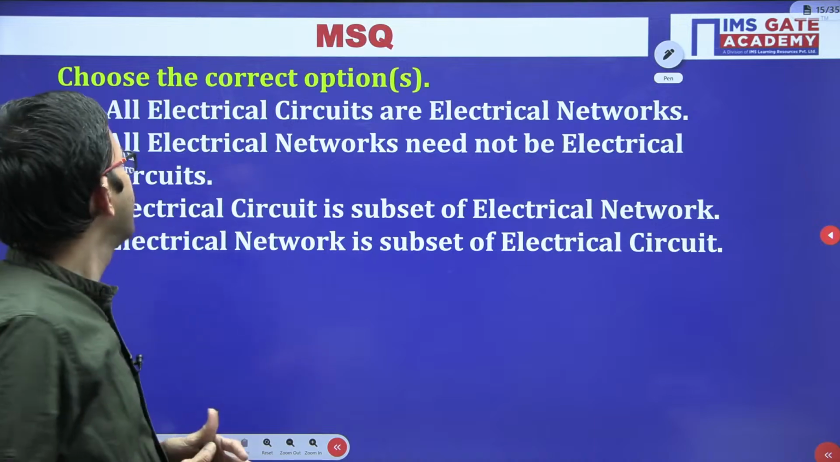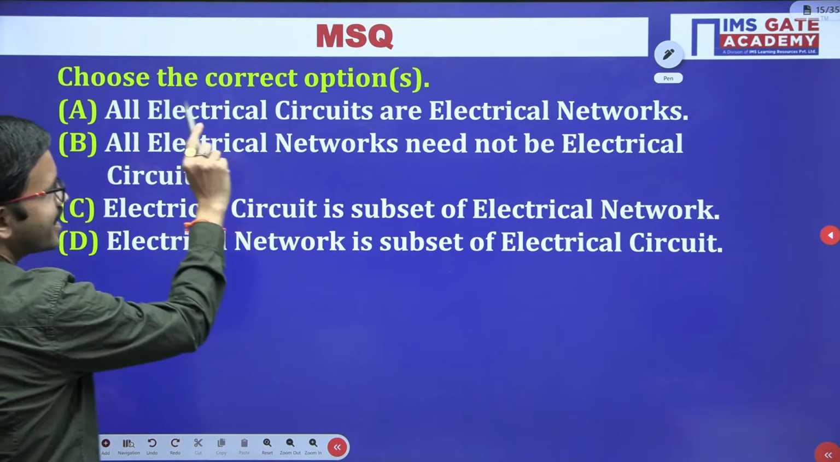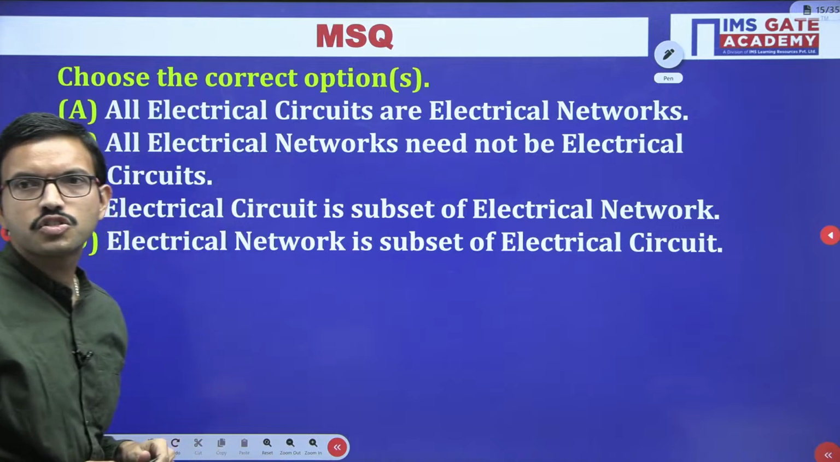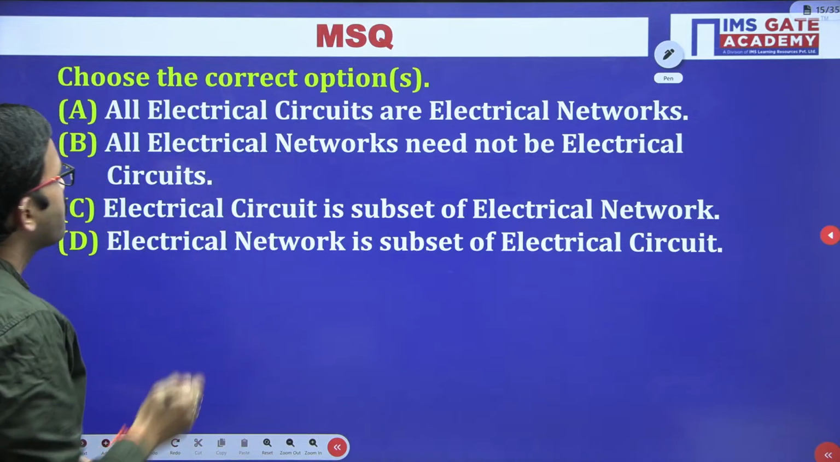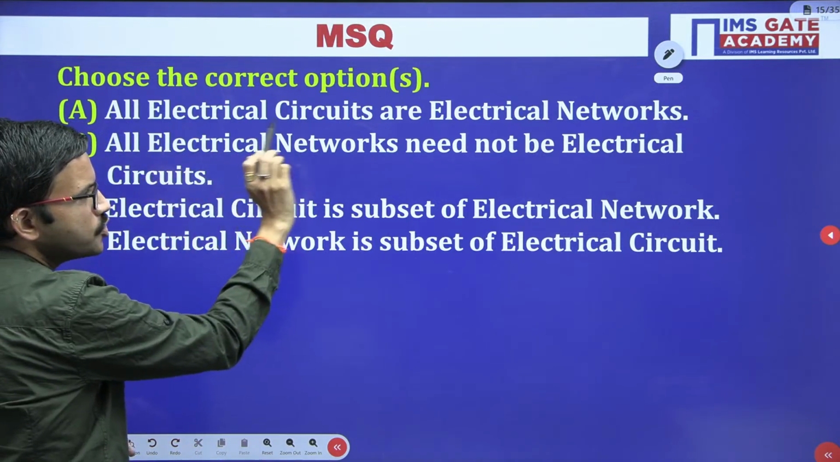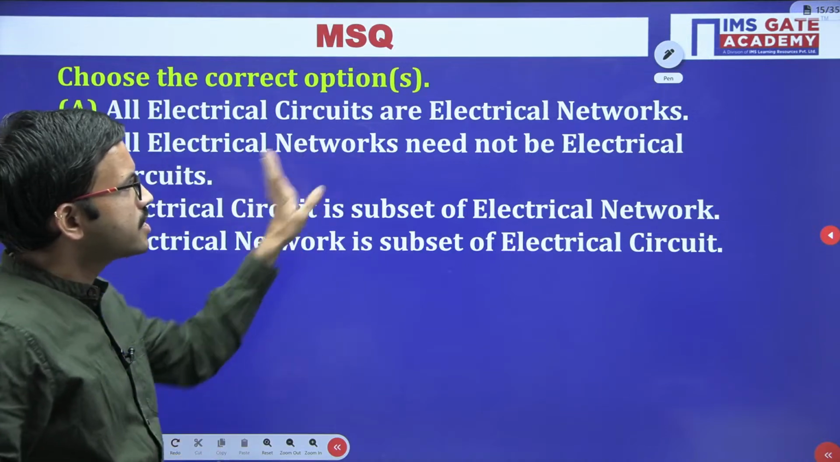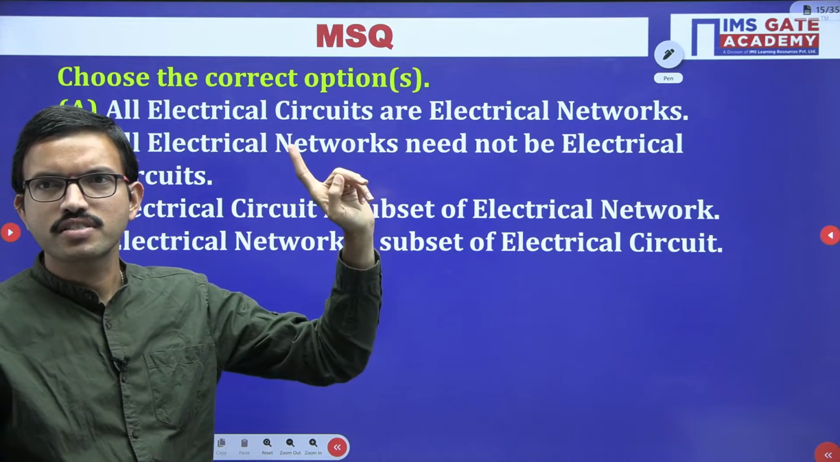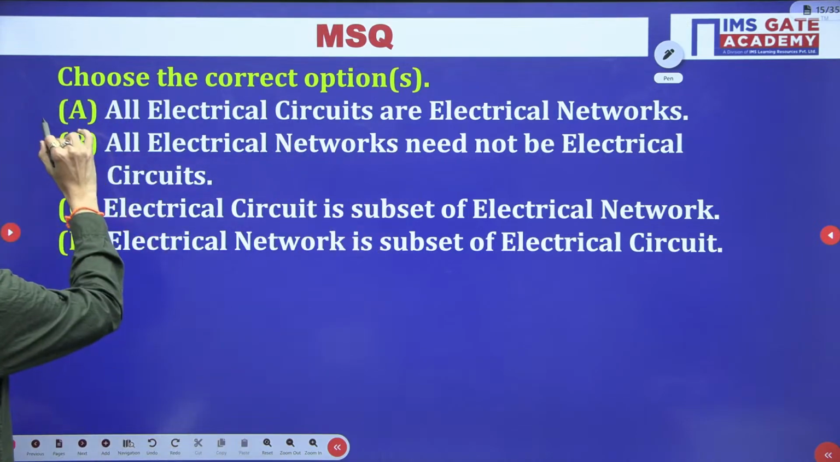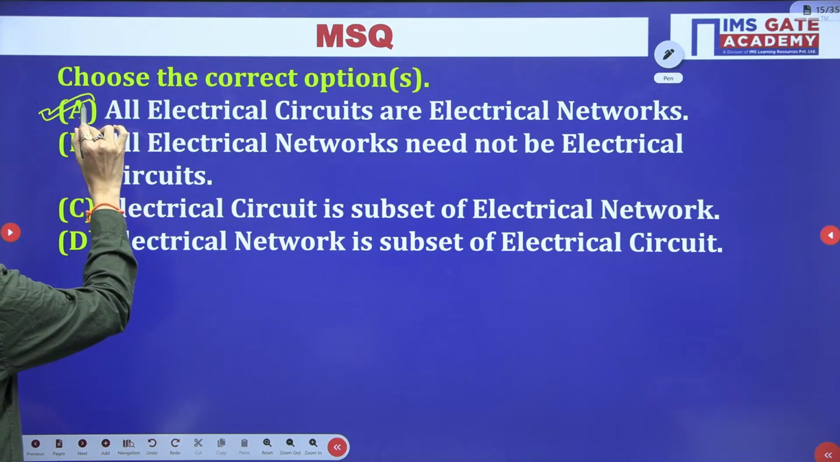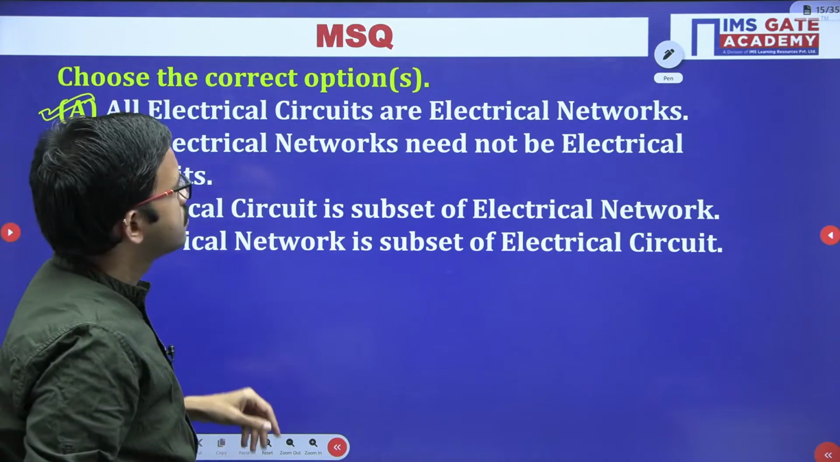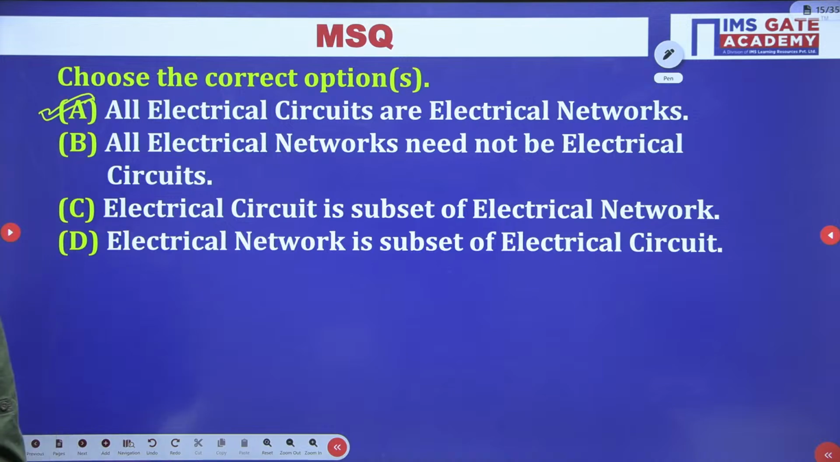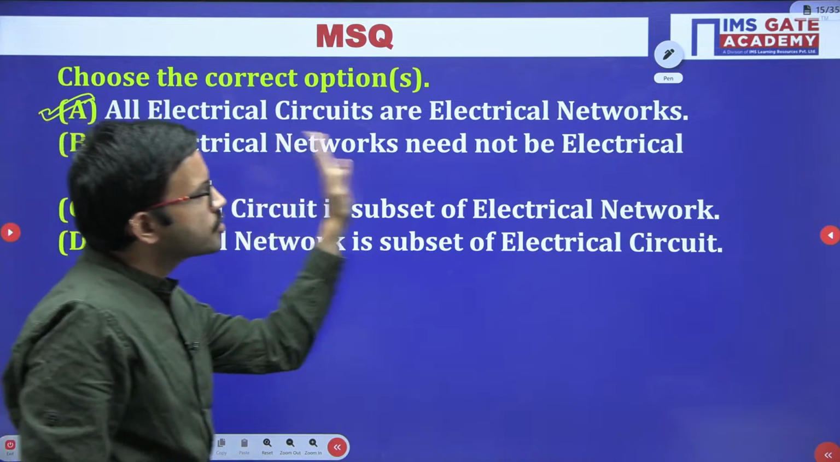Okay, right. So here you can observe, choose the correct option or options. All electrical circuits are electrical networks. Whether this statement is correct or not. Yes, all electrical circuits by default are electrical networks.